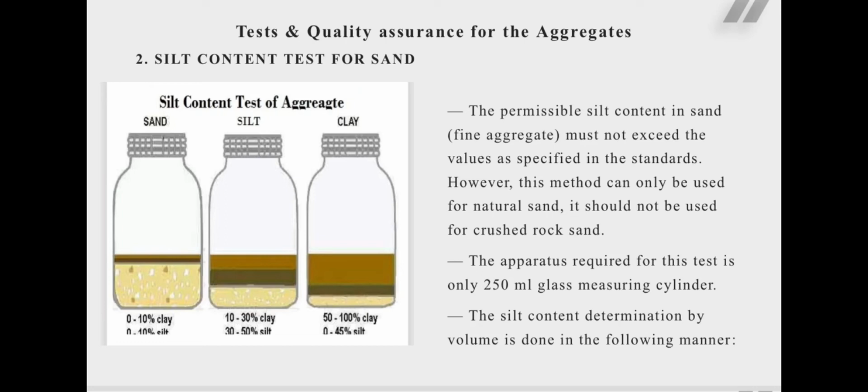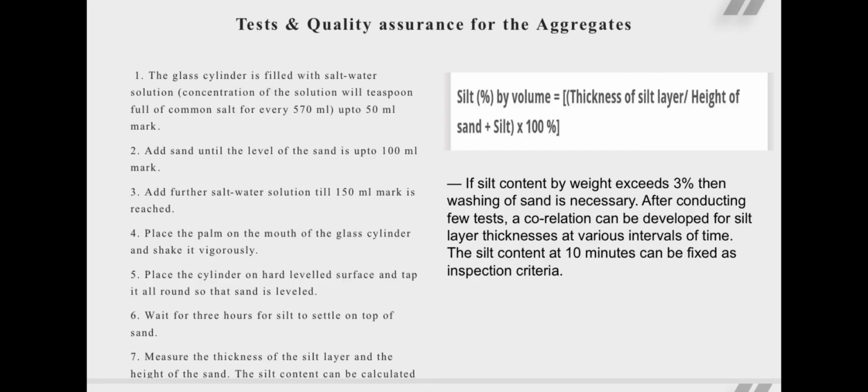The silt content determination by volume is done in the following manner. The glass cylinder is filled with salt water solution up to the 50 ml mark. Number 2, add sand until the level of the sand is up to the 100 ml mark. Add further salt water solution till the 150 ml mark is reached. Place the palm on the mouth of the glass cylinder and shake it vigorously. Place the cylinder on a hard, level surface and tap it all around so that the sand is leveled.